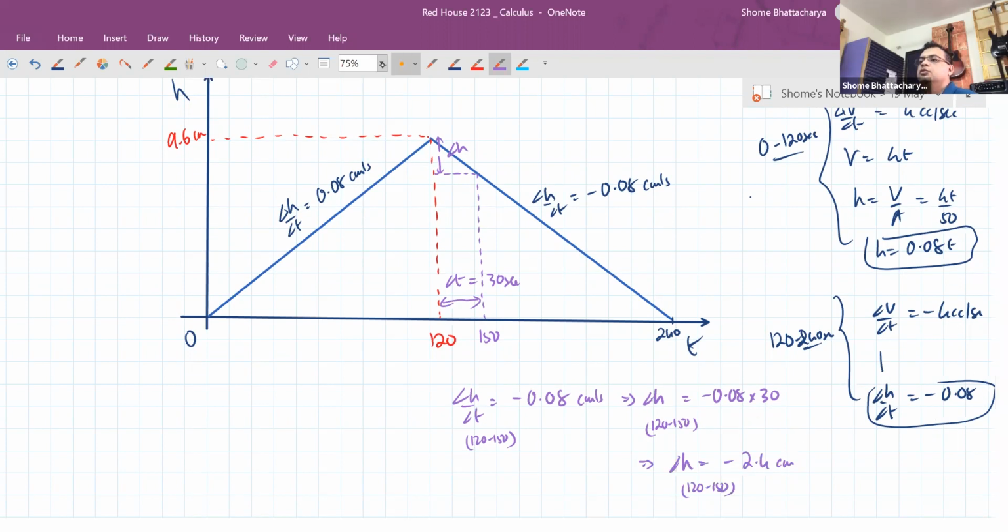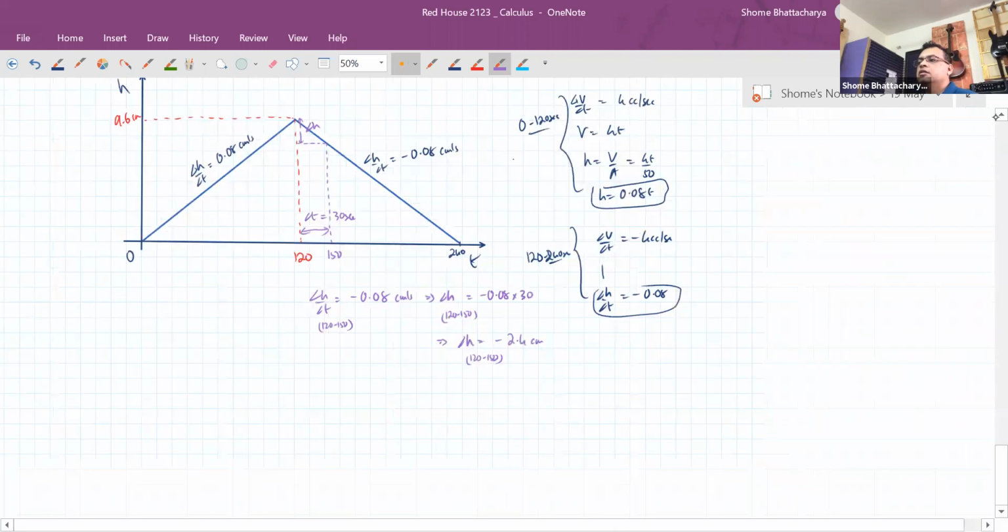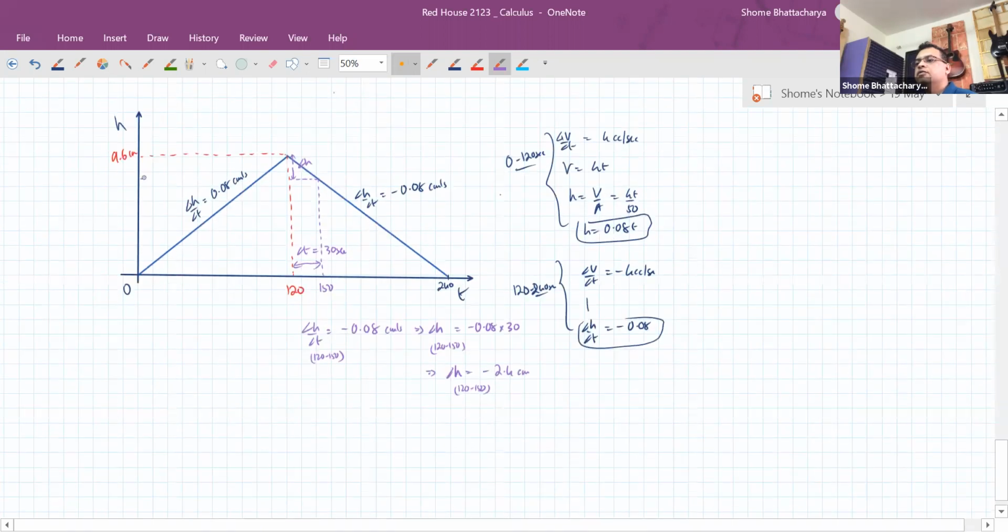Okay. So now you can correlate it and see that this value of height that we have, this was the unknown height at 150 seconds. So the height at 150 seconds is equal to the height at, let's say, 120 seconds plus the change in height from 120 to 150. You can write it like this. So that is equal to 9.6 minus 2.4. So that's how we had got this height as 7.2 centimeters at 150 seconds.